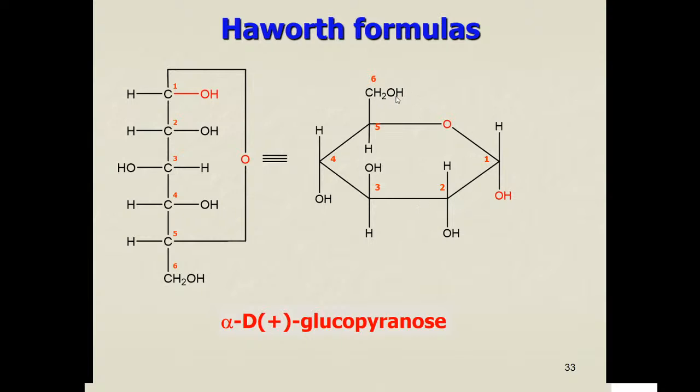D plus gluco. The position of every OH group here is because glucose was the initial structure. And then we need to indicate what cycle appears as a result of this addition reaction. Pyranose.